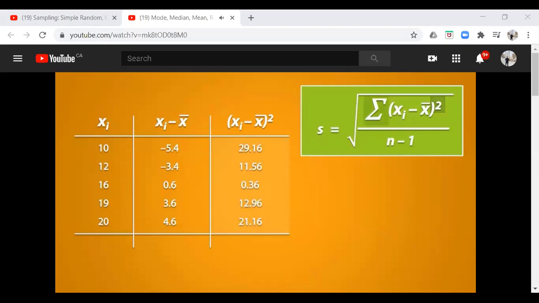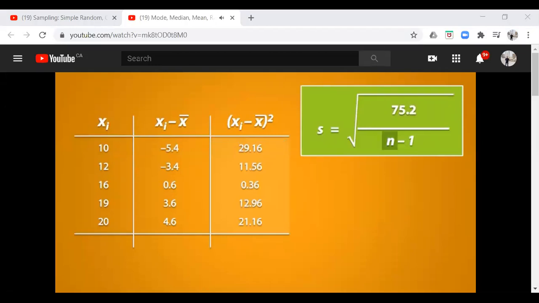The next step is to find the sum of what we have just calculated. You should find that this is equal to 75.2. Remember that we used this table to calculate the numerator of the formula, so we can now replace it with 75.2. From here, the formula should be pretty straightforward.